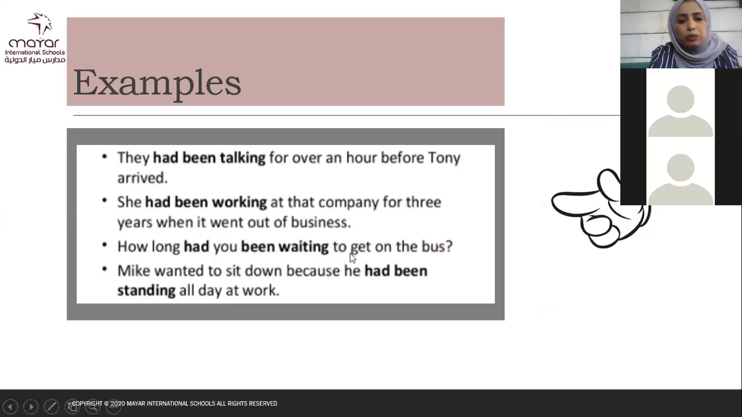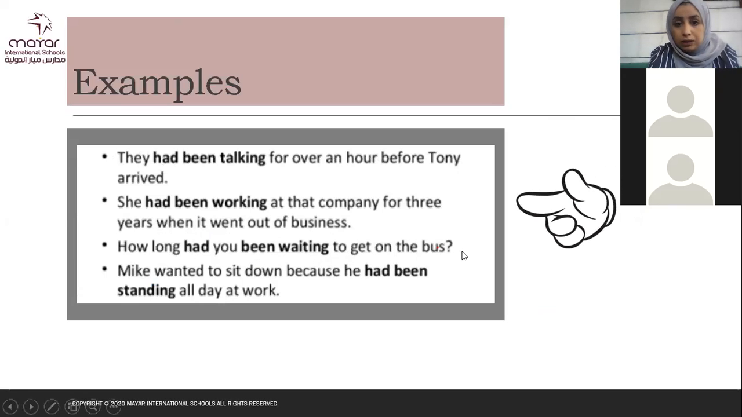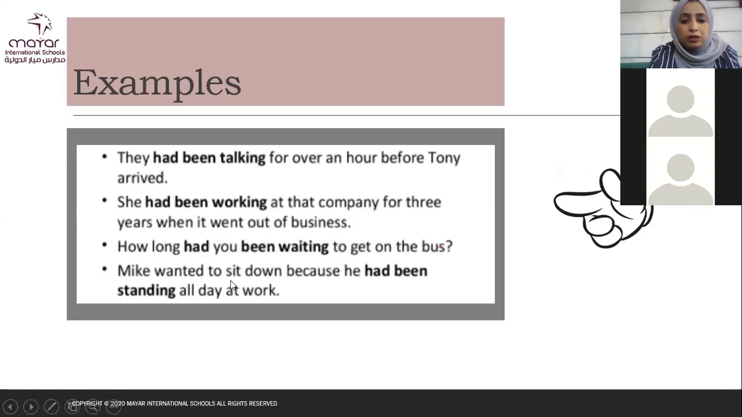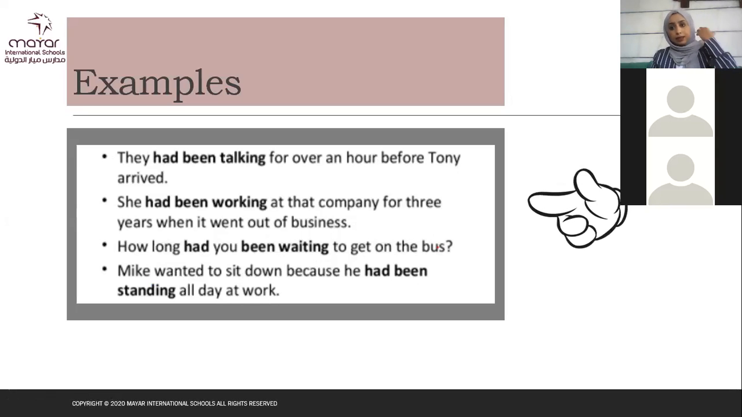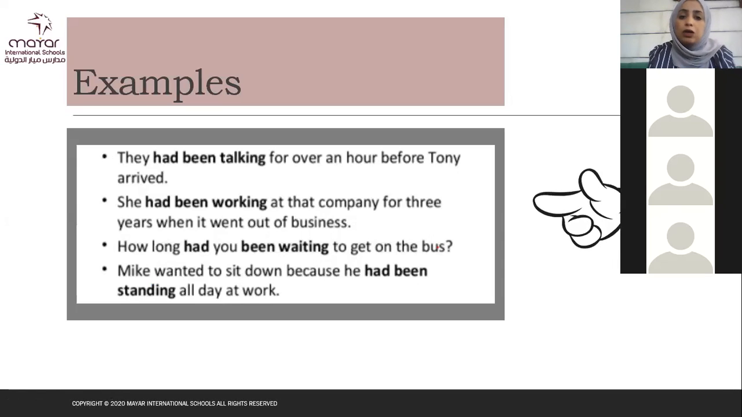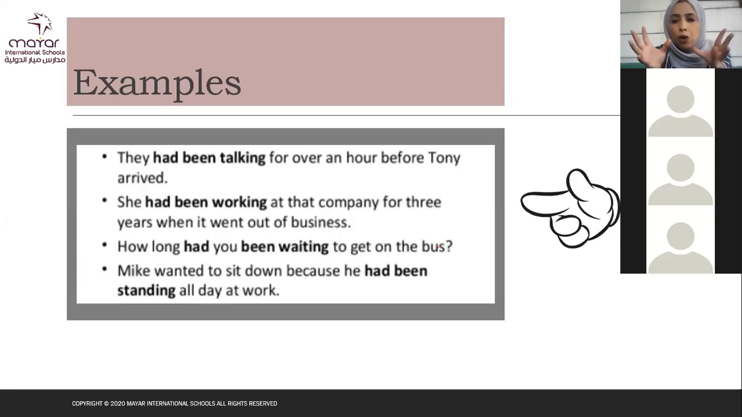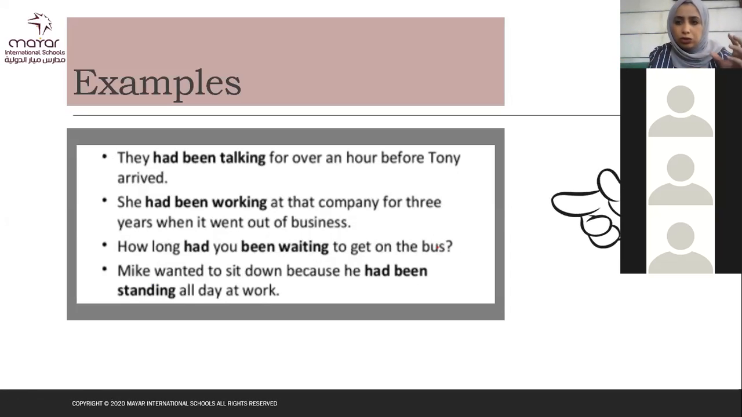How long had you been waiting to get on the bus? And Mike wanted to sit down because he had been standing all day at work. Is he standing till now? No, it's over. Again, why did we choose to say had been standing? Because I wanted to focus on the duration. I wanted to show you how long.